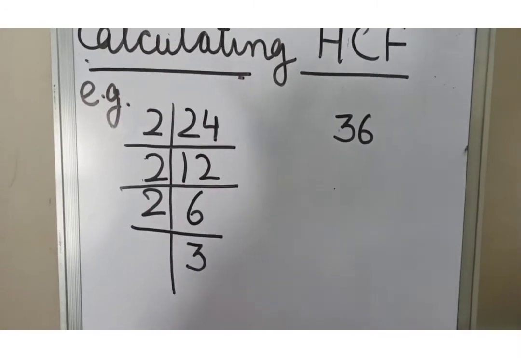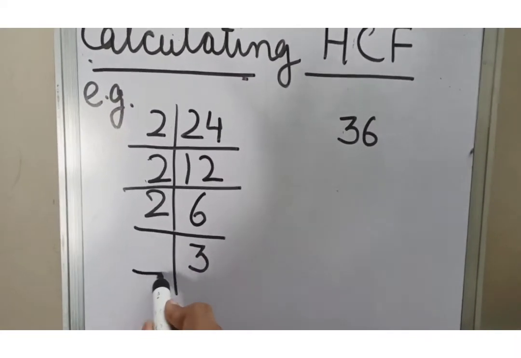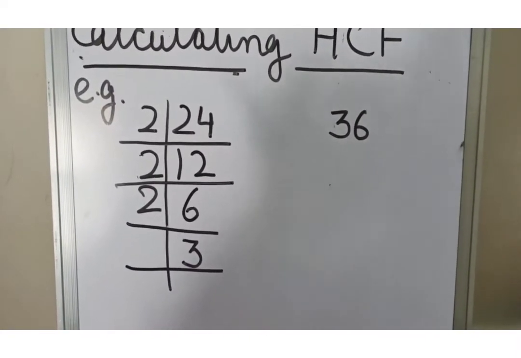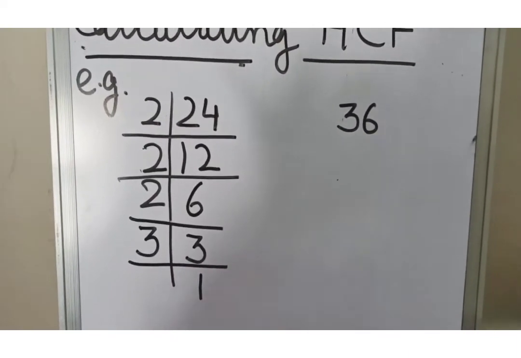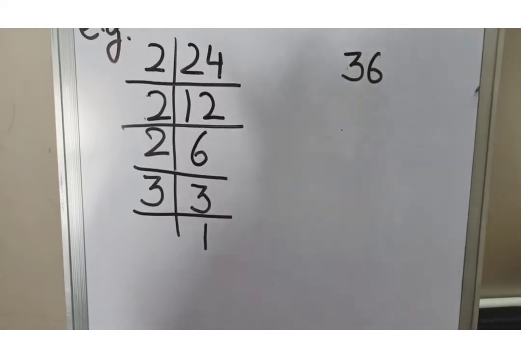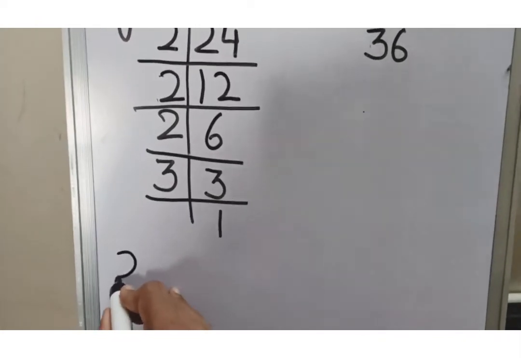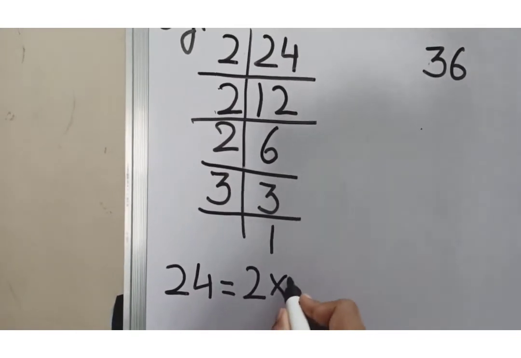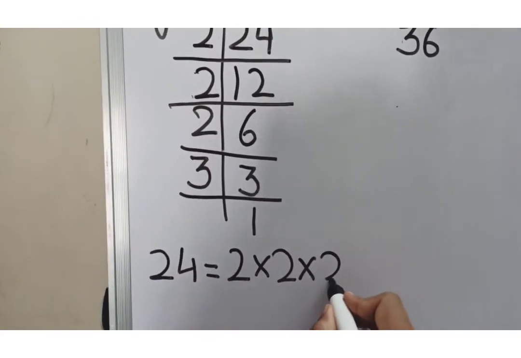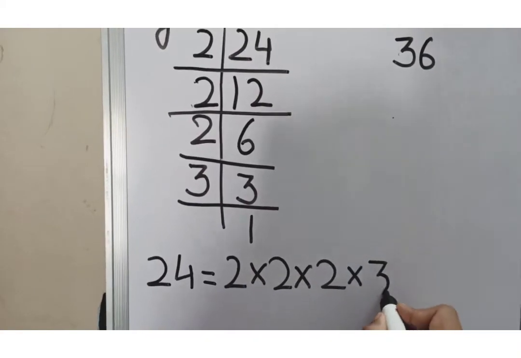Now 3 is not divisible by 2, so I'll move to the next prime number. It is 3 itself, and I get the answer 1. So the factors for number 24 are 2, 2, 2, that is 3 times, and then 3.